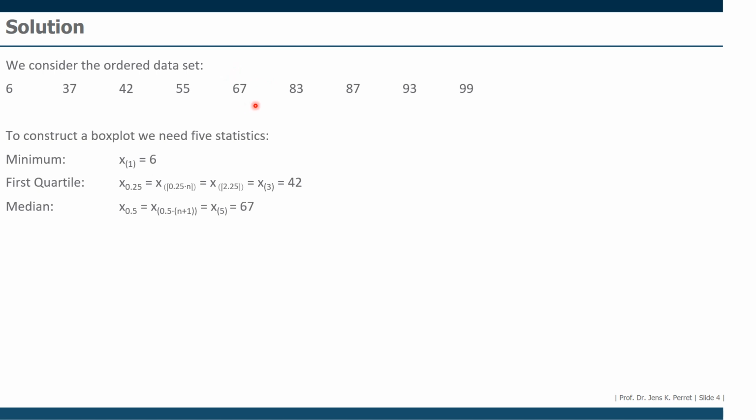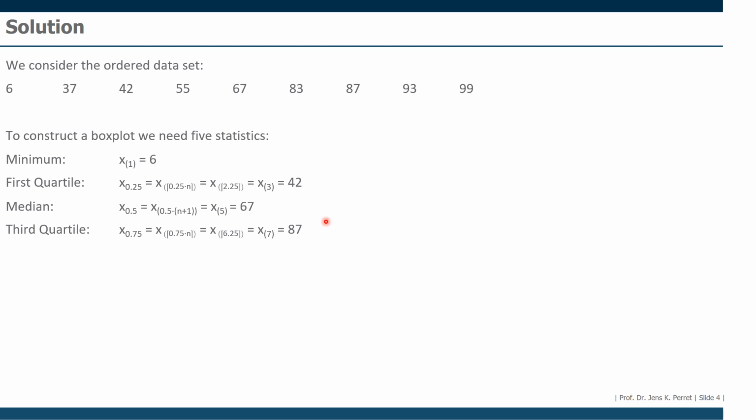Then I need the upper part of the box, which here is the third quartile, and which I can calculate similar to the first one. So instead of 25%, here I have 75%, meaning I'm calculating 0.75 times 9, which leads here to 6.25, which I'm going to round up, giving me 7. Then I'm going to check my data set for the 7th observation, which here is 87. Which is my third quartile, the upper bound of my box.